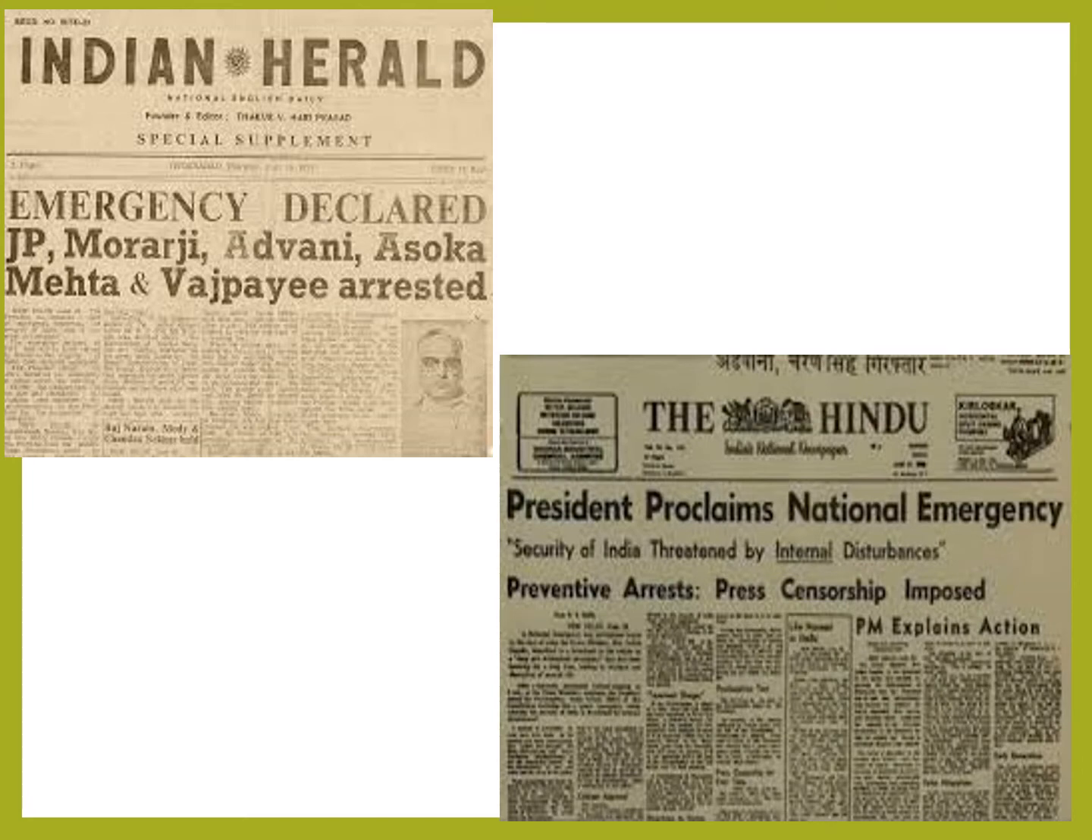This is how the Indian media reported the declaration of emergency by Mrs. Gandhi. You can read more about the emergency in so many books. Some of them include books written by P. N. Dhar and P.C. Alexander.